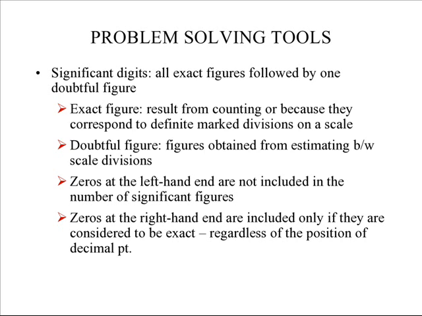But we start now with problem-solving tools in terms of significant digits, which means that all exact figures are followed by one doubtful figure. You have 4 different kinds of significant digits on the screen right now. You have exact figures that result from counting or because they correspond to definite marked divisions on a scale. You have the doubtful figure, which is a figure obtained from estimating between scale divisions. You have zeros at the left-hand end, which are not included in the number of significant figures. However, zeros at the right-hand end are included only if they are considered to be exact, regardless of the position of the decimal point.